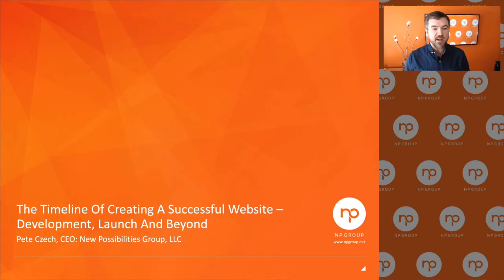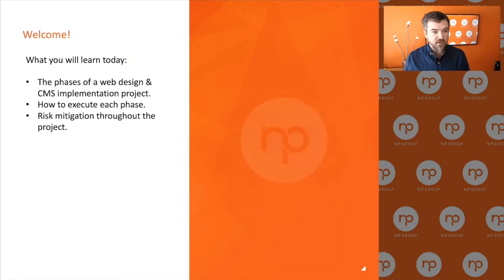Today's topic, again, the timeline of creating a successful website. So let's dig right into it. First of all, what are you going to learn today? Well, first we're going to talk about the phases of a web design and CMS implementation project. It's really what we're going to focus on today. We're going to have some assumptions, which I'm going to go over in just a second. We're going to talk about how each phase is executed, and then we're going to talk about how you can mitigate your risk throughout the project. Each phase, starting with the beginning, discovery, through design, development, all the way to deployment.